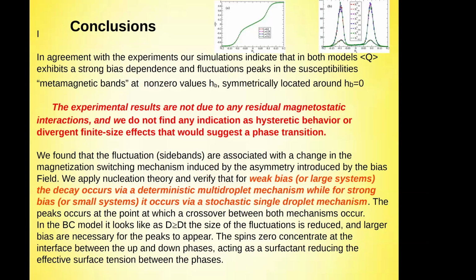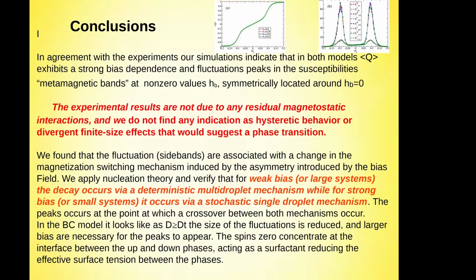And in the region of strong bias or small system, that means on the other side, the switching occurs via a stochastic single-droplet mechanism. The peaks are at the point where the slope changes, and this is the crossover between both mechanisms.